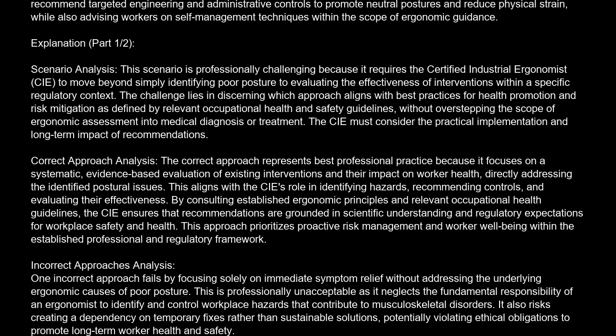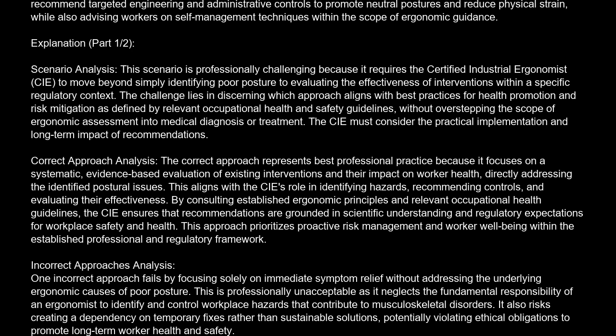Correct approach analysis. The correct approach represents best professional practice because it focuses on a systematic, evidence-based evaluation of existing interventions and their impact on worker health, directly addressing the identified postural issues. This aligns with the CIE's role in identifying hazards, recommending controls, and evaluating their effectiveness. By consulting established ergonomic principles and relevant occupational health guidelines, the CIE ensures that recommendations are grounded in scientific understanding and regulatory expectations for workplace safety and health. This approach prioritizes proactive risk management and worker well-being within the established professional and regulatory framework.